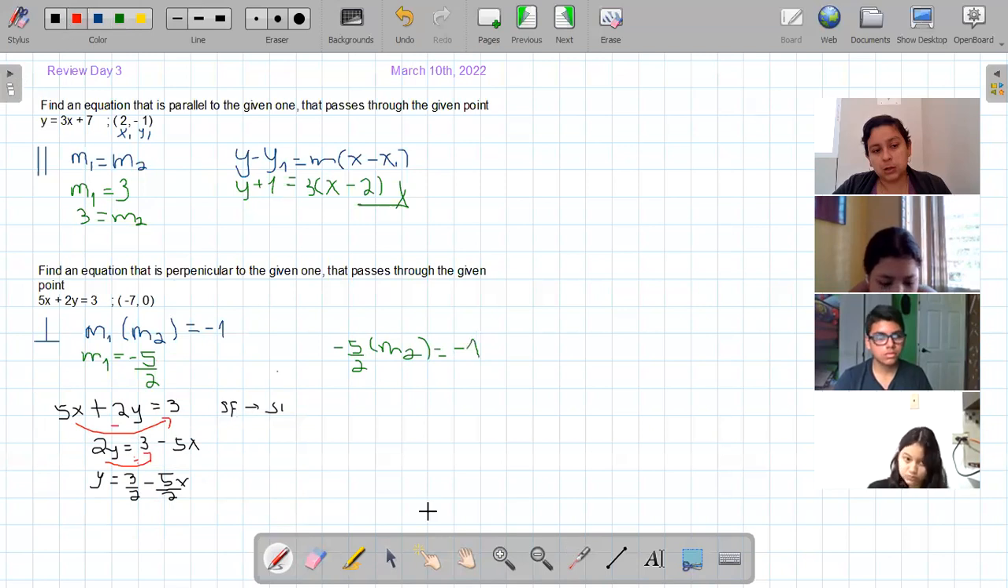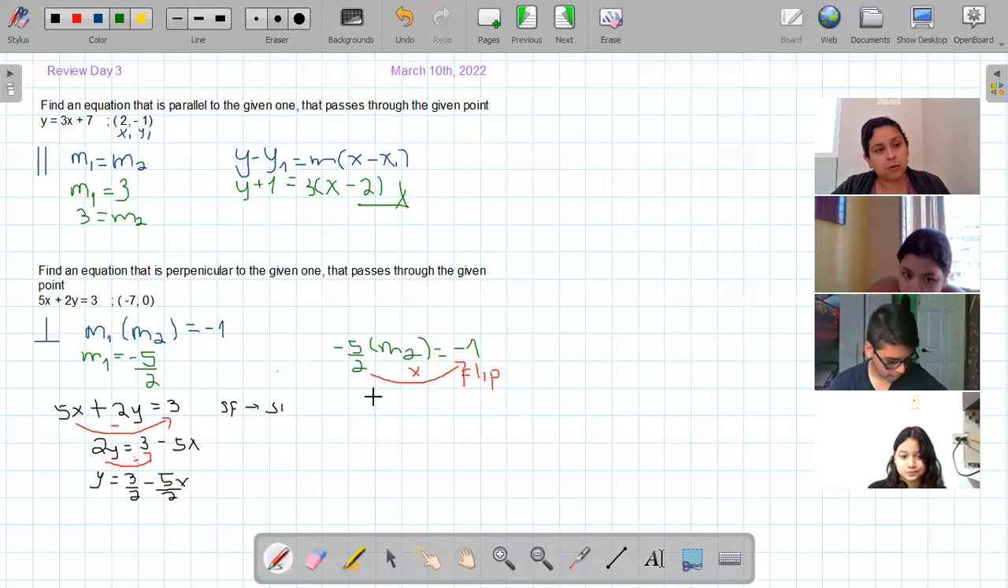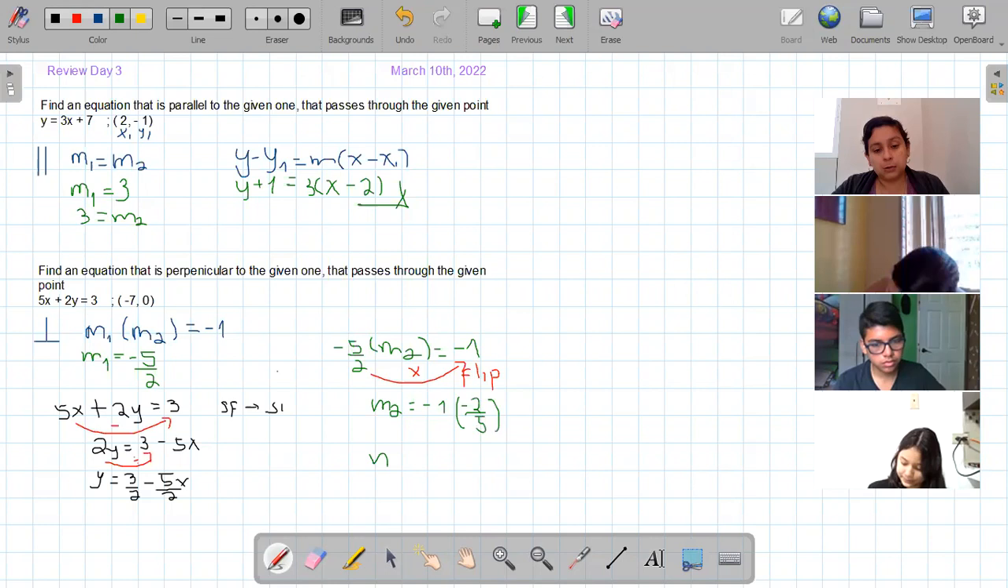Now remember, I told you already, when there is a fraction that is multiplying, like in this case, it's multiplying m2, you are going to continue to multiply, but what are you going to do with the fraction? Flip it. You're going to flip the fraction. Very good. Okay, this is the only case we do that. Remember that. Don't forget it. So m2 will be equal to negative 1 times, instead of negative 5 over 2, negative 2 over 5. Okay? And I go ahead and multiply. So m2 is equal to negative 1 times negative 2.